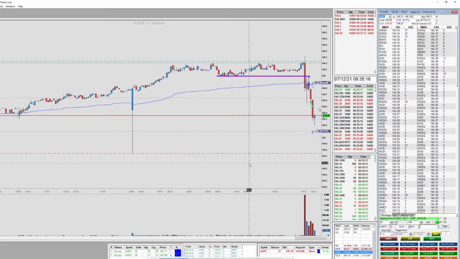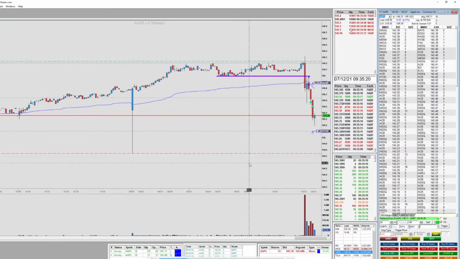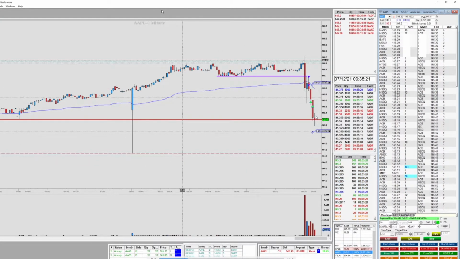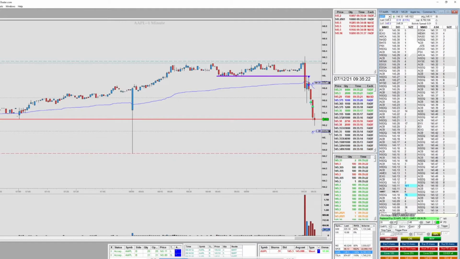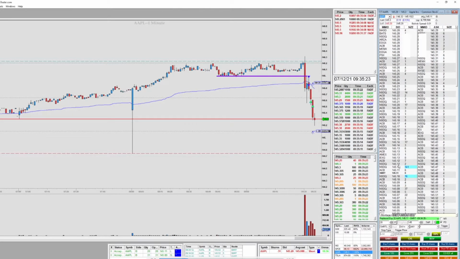So like I said, 50 cents is a resistance. However, I'm not seeing any big lots coming in on the upside. So until then, it's looking weak still towards this 145.20. And then you can see the gravity of these big bids at 145.11 is eventually going to pull it down.